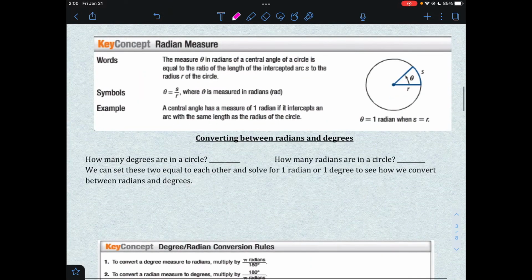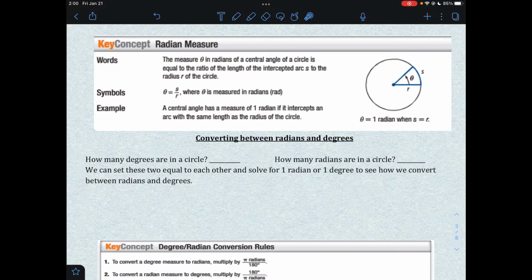All right, so now talking about radians. A radian is just another way to measure an angle, okay? A radian is the measure of a central angle of a circle, which is equal to the ratio of the length of the intercepted arc to the radius. What does that mean? If you take how long that arc is, divided by how long the radius is, that's what you would get for the radian measure. Okay? So when S and R are the same length, obviously the radian would be 1.